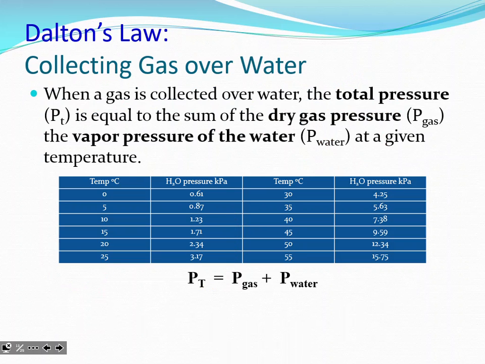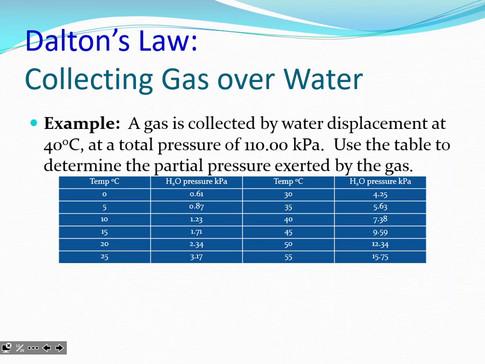What you do is you have the P total is going to be your gas that you're collecting plus the partial pressure of the water that you're collecting it over. But the partial pressure of the water, the vapor pressure of the water, varies with temperature. So for one of these problems, they have to give you the chart with the temperatures and how much is vapor pressure at that temperature. Okay, so they'll give you the chart. Of course, you wouldn't have to memorize that.